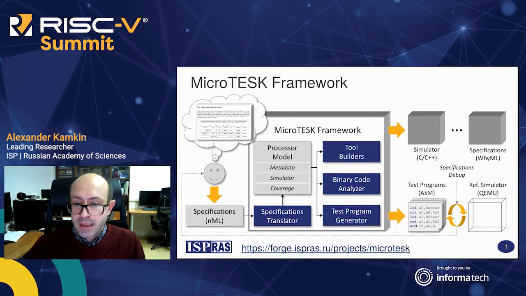To be sure that specifications are correct, we use the following debug loop. Generated test programs are executed on a reference simulator, Spike or QEMU. Results are compared with the built-in simulator. Having this debug loop makes us confident that we use valid specifications. And again, we use specifications not only for test program generation, we also use them for formal verification, for binary code analysis, and so on.